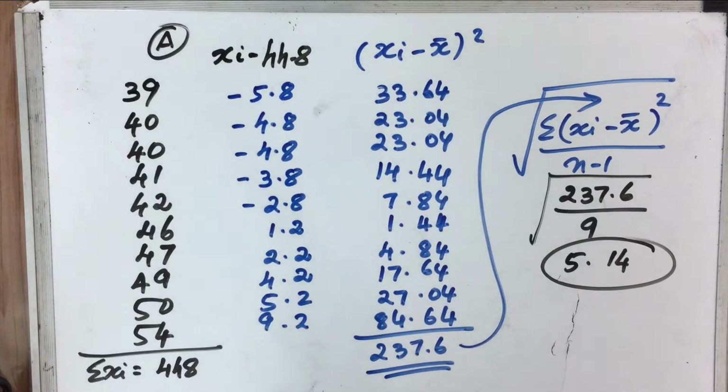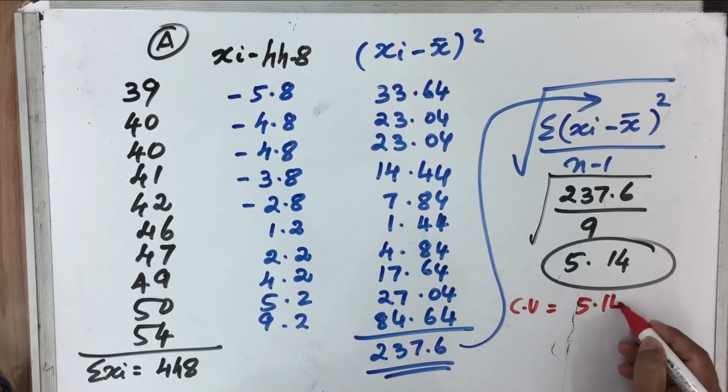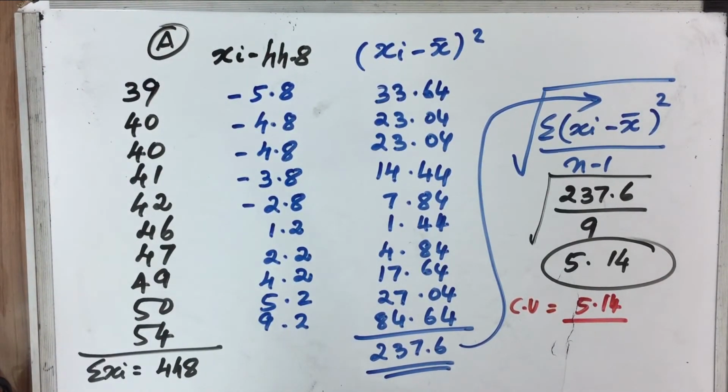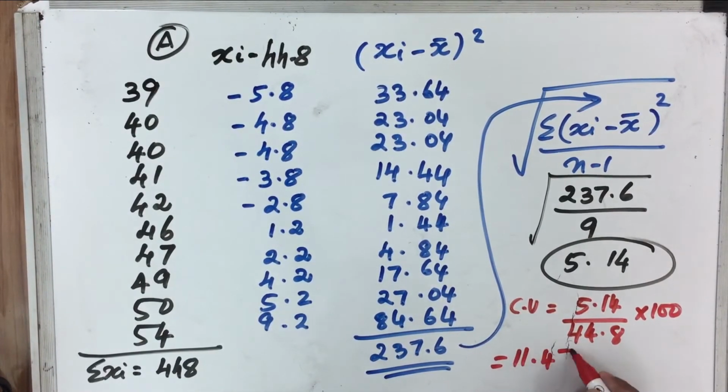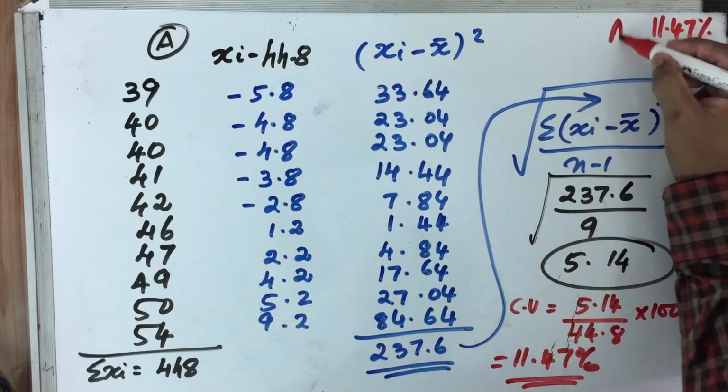So therefore we can very easily calculate the coefficient of variation from this. Coefficient of variation is equal to, as we have seen, 5.14 divided by our x bar, which is 44.8, multiplied by 100 percentage. So that is equal to 11.47 percentage. So remember this 11.47 percentage is what we have got in the first example. So we will write 11.47 percentage for sample A.